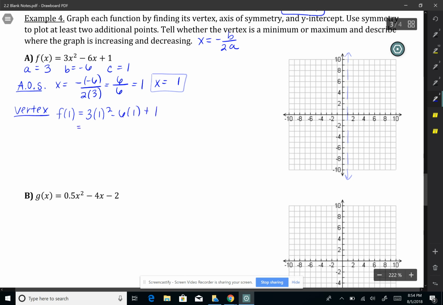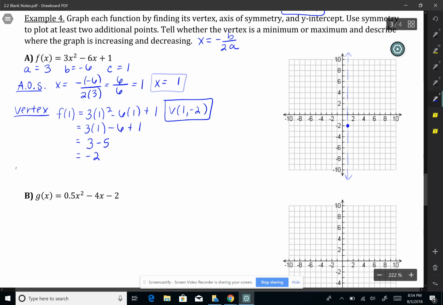Okay, 1 squared is 1, so that's 3 times 1. Negative 6 times 1 is negative 6, and then plus 1. So this would be a 3, and negative 6 plus 1 is negative 5. 3 minus 5 is negative 2. So I put in the x value of 1, and I got out the y value of negative 2. So my vertex is the point (1, negative 2), and I'm going to go plot that at that point.